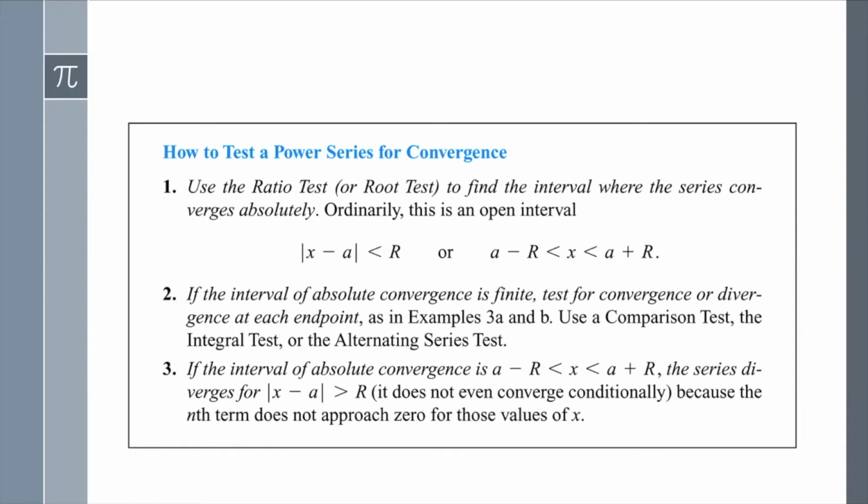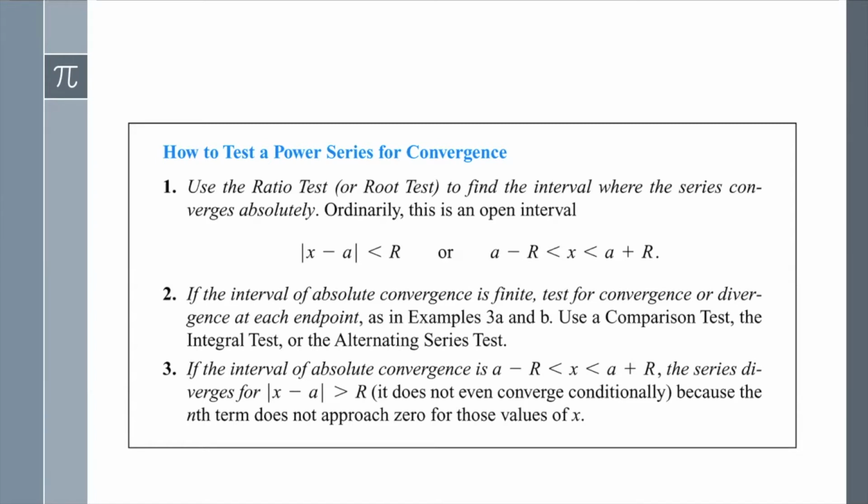Step two, if the interval of absolute convergence is finite, test for convergence or divergence at each endpoint, as in examples 3a and 3b, which we looked at earlier. You can use a comparison test, the integral test, or the alternating series test.